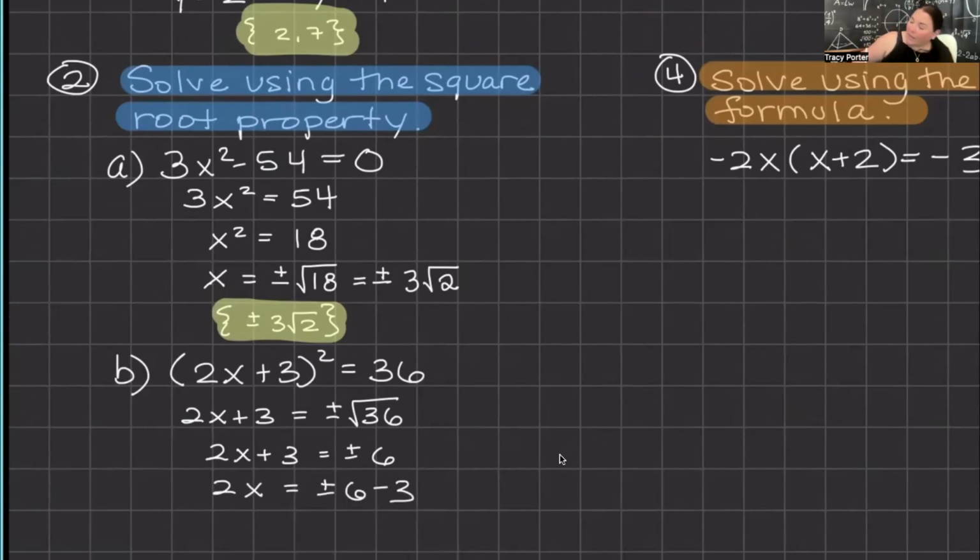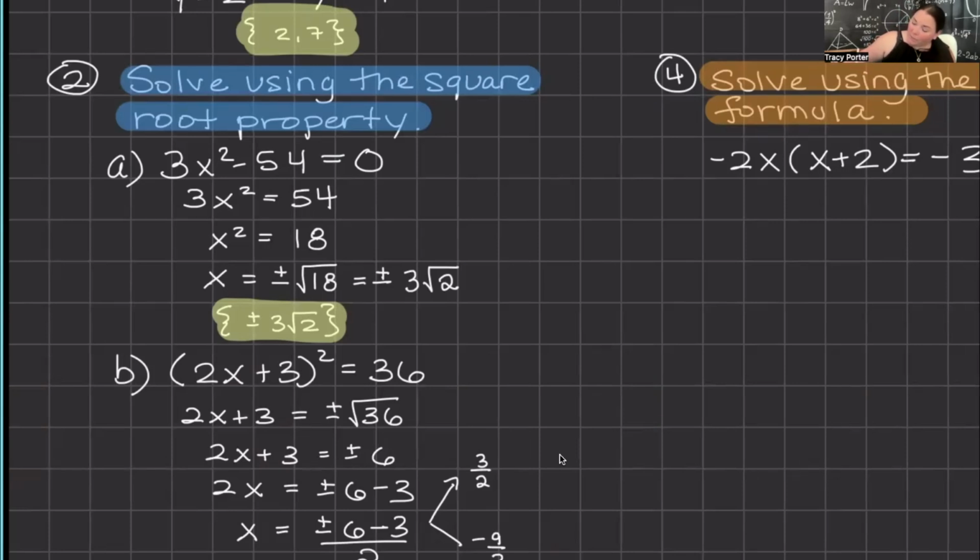So it looks like that, and then divide by 2. So x is going to be plus or minus 6 minus 3 over 2. And then we can simplify that, because if you do the positive 6 minus 3, which is 3 over 2, one of these answers is going to give 3 halves. And if you do minus 6 minus 3, which is minus 9, you're going to get minus 9 over 2.